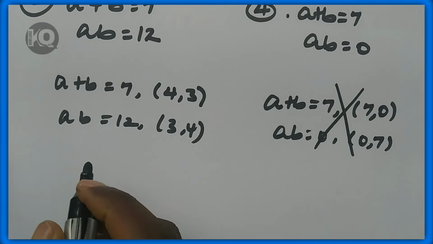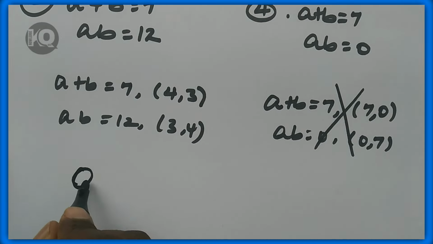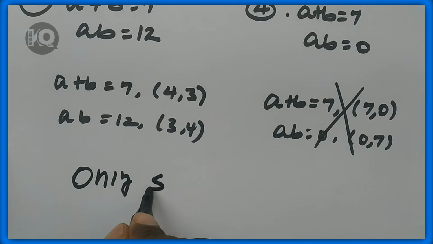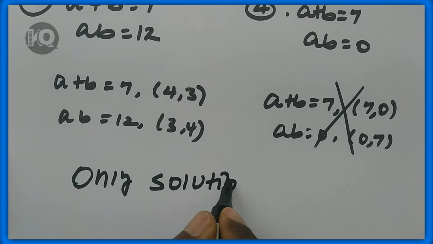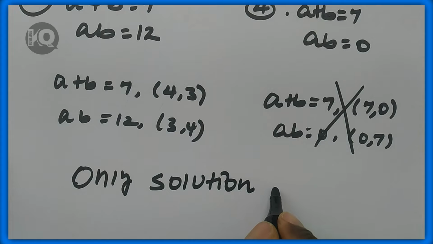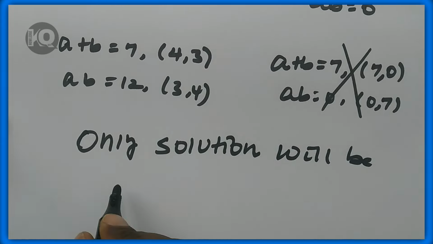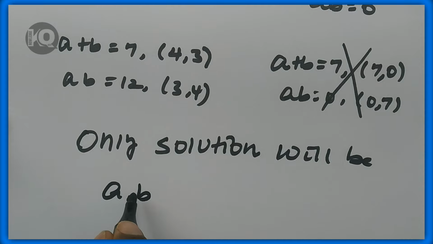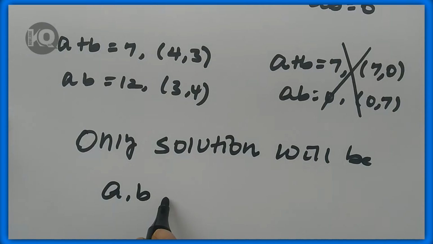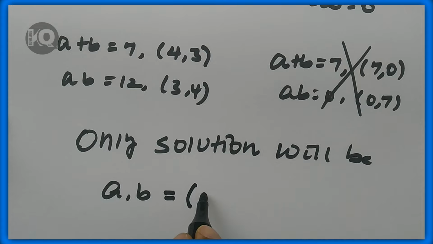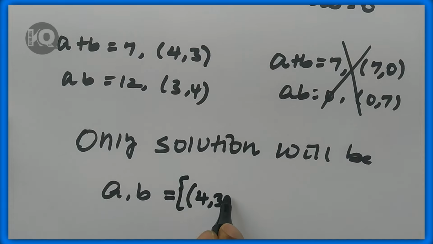So our only solution for a, b will be 4, 3, and 3, 4.